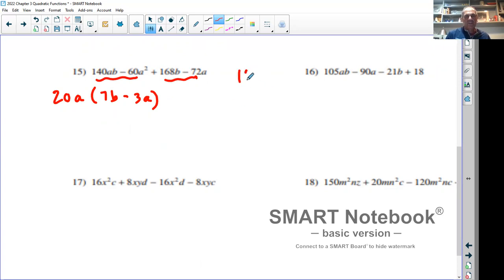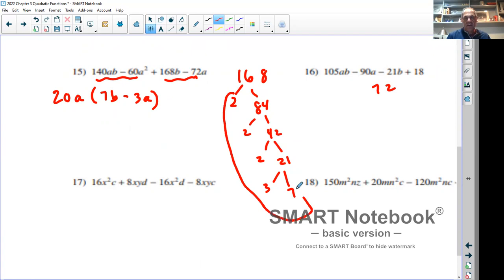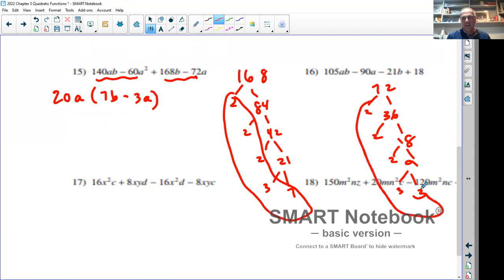Might not be as obvious. So what if we do a factor tree? 168, I can say, is 2 times 84, which is 2 times 42, which is 2 times 21, which is 3 times 7. So there's our prime factors there. 72 is 2 times 36, which is 2 times 18, which is 2 times 9, which is 3 times 3. There's our prime factors there.